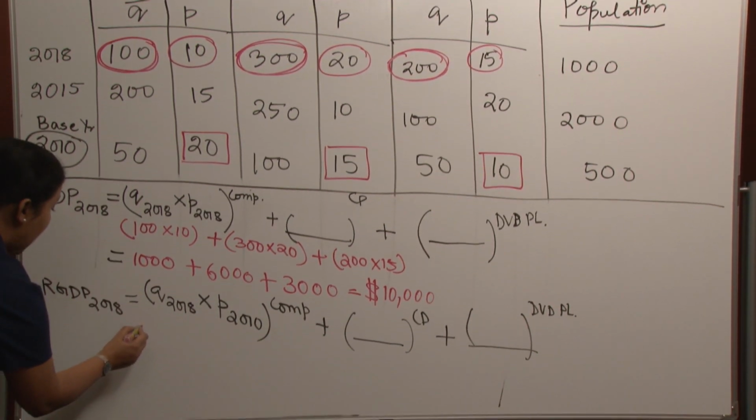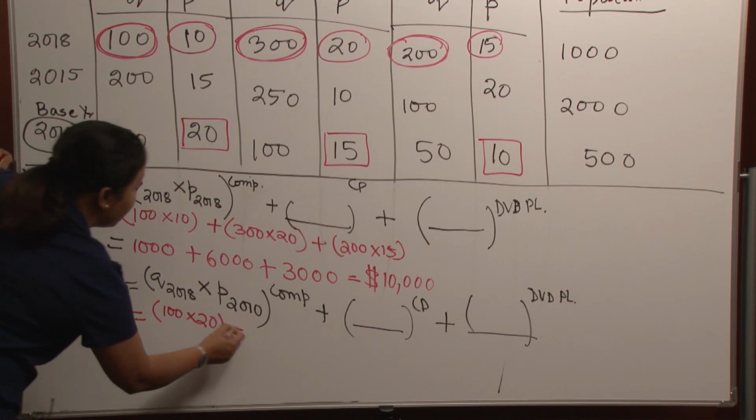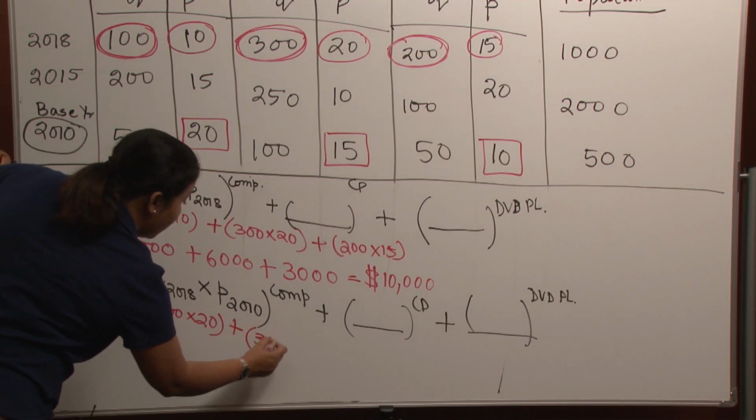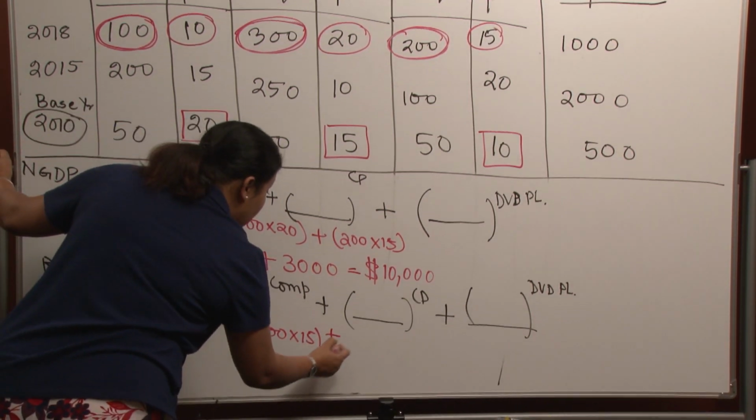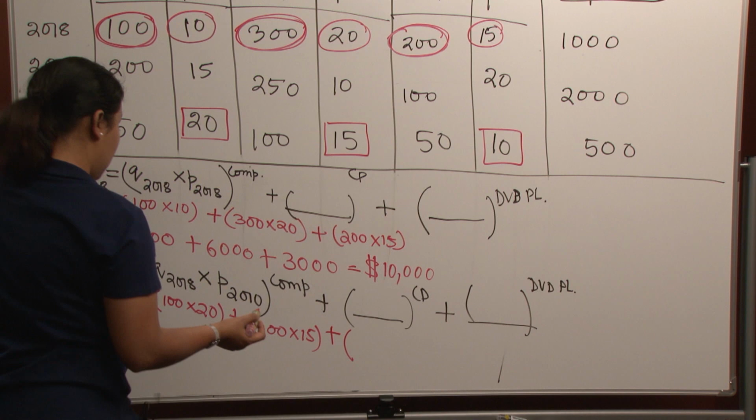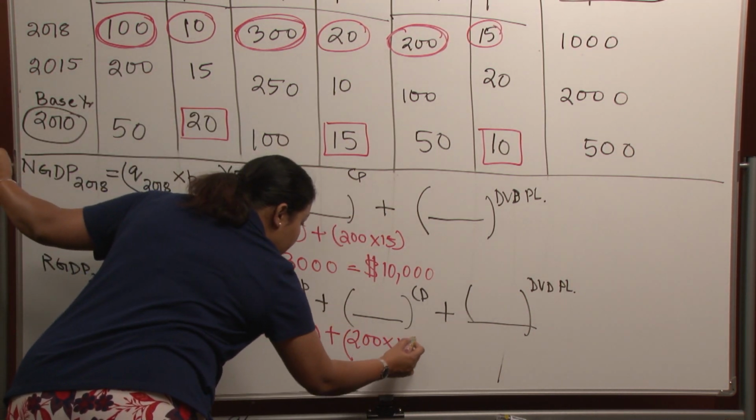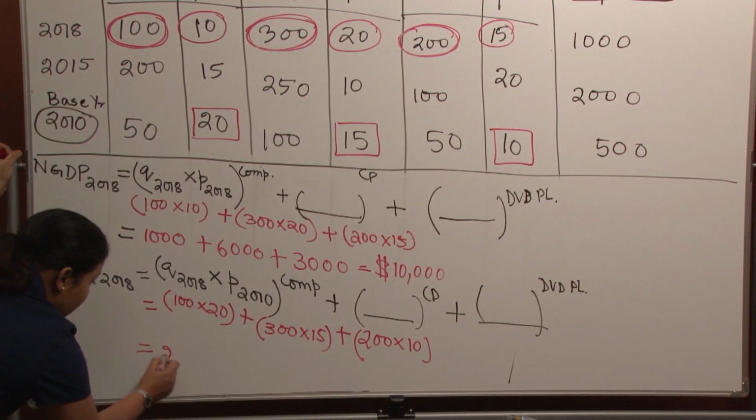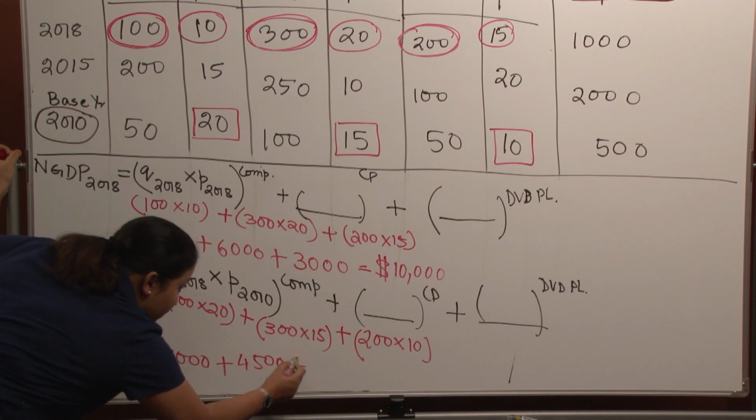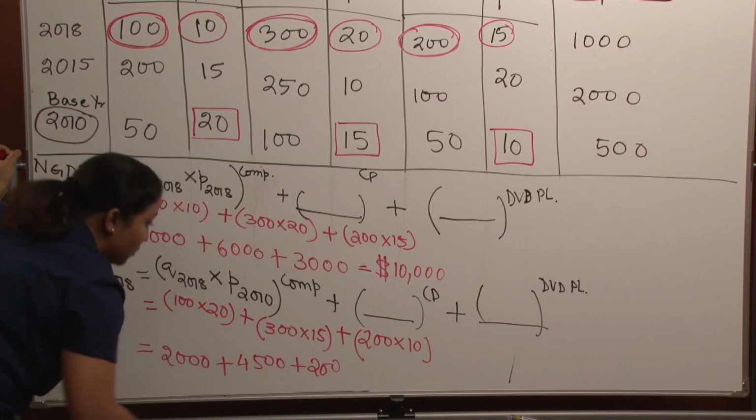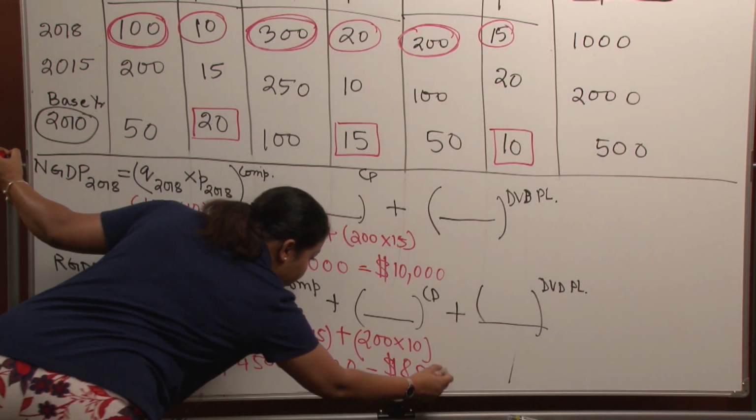So basically now I am multiplying 100 times 20 plus 300 times 15 plus 200 times 10. So that gives me 2000 plus 4500 plus 2000. So that would be dollar value 8500.